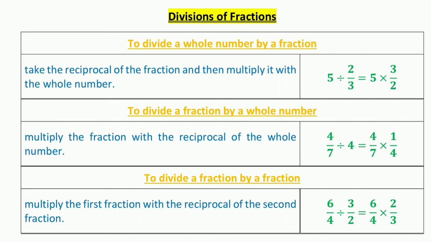Now third one, to divide a fraction by a fraction, multiply the first fraction with the reciprocal of the second fraction. For example, 6 upon 4 divided by 3 upon 2 is equal to 6 upon 4 into 2 upon 3. Here, 2 upon 3 is the reciprocal of 3 upon 2.